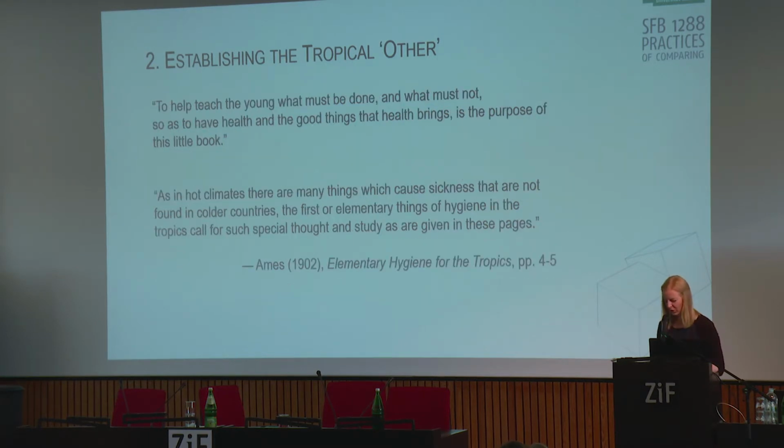Let me show you one more example of what we might call a more or less implicit generalized comparison of this kind. The same army surgeon, Major Azel Ames, in 1902 published a volume entitled Elementary Hygiene for the Tropics. At first glance, this little book looks like any other hygiene manual. It's a very popular genre among proponents of the new domestic science movement in the United States.